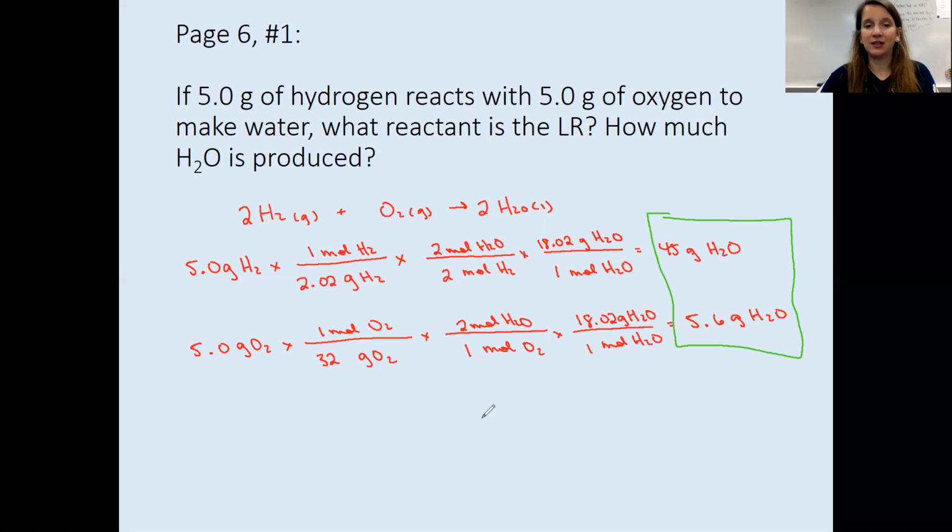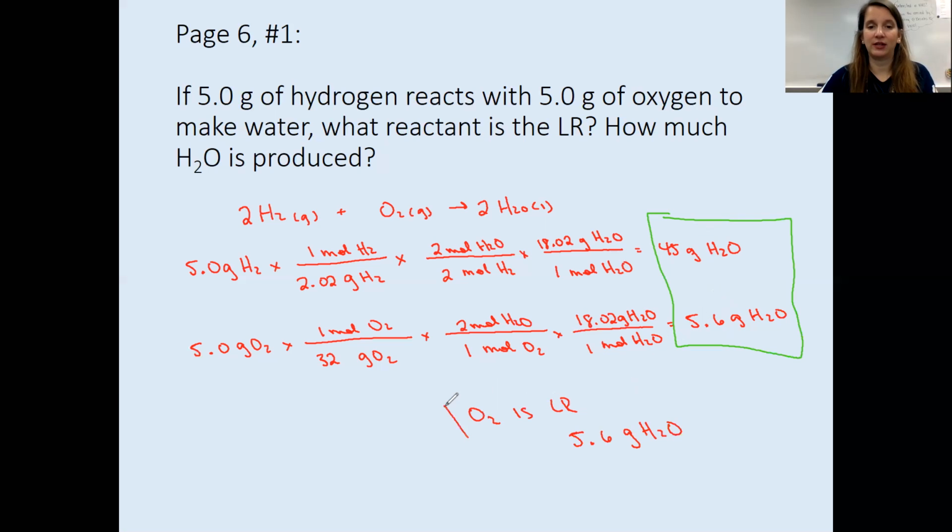So that means that oxygen is going to be the limiting reactant. Whichever one produces the least is your limiting reactant. And when it asks how much water is produced, whichever one of these is lower, the 45 grams of water or the 5.6 grams of water, that's how much water is going to be made. Because once all the oxygen is used up, we cannot make any more water, okay? So it's got to be the 5.6 grams of water that is made.